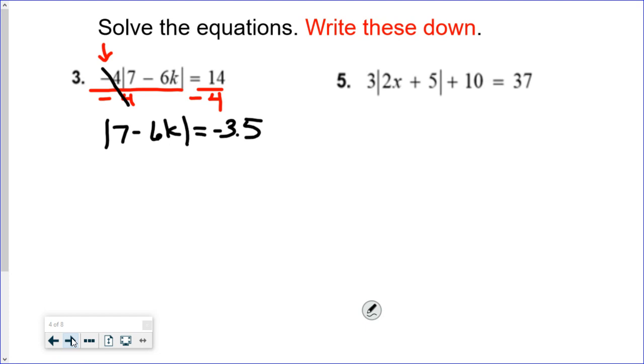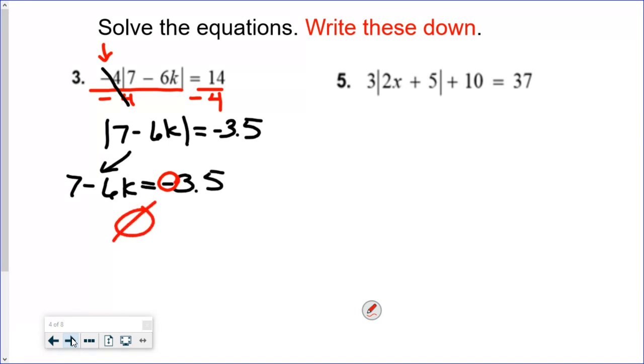Now, this is when I write two equations. So I write my first equation, 7 minus 6k equals negative 3.5. This actually made my life a lot easier. That can't be a negative. Before that, it could. That can't be, so this is a no solution.